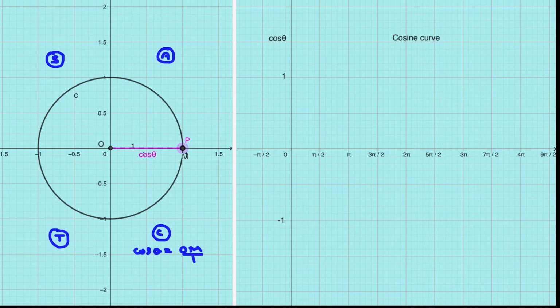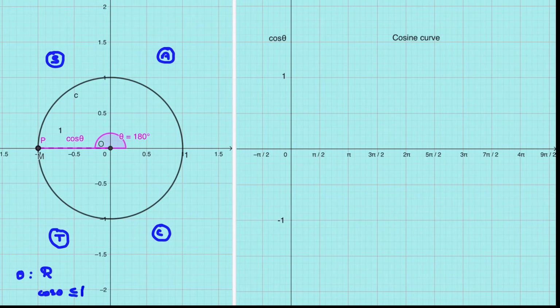So, the maximum x coordinate of P point is positive 1 and the minimum x coordinate of P point is negative 1. So, the domain of the function, the set of all values for theta is R, because we do not have a not defined case for any real value of theta, and we know that cos theta's maximum value is positive 1 and minimum value is negative 1. This is the range of the cosine function.